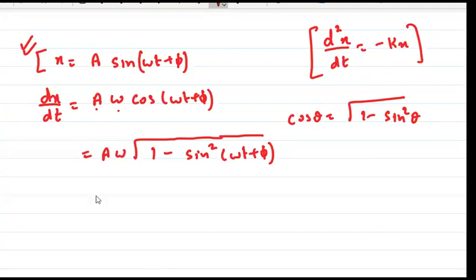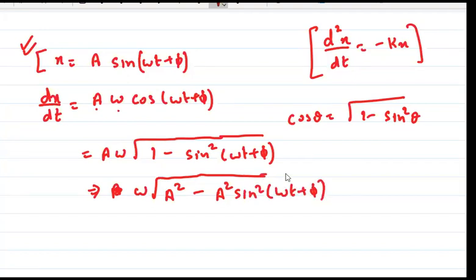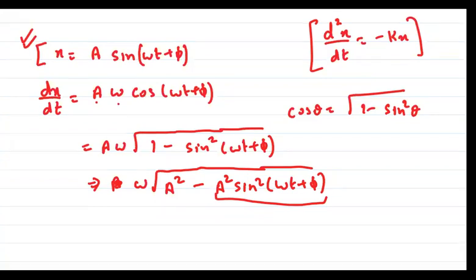No? Now take A inside. If you take A inside, I can write like this now. It will be omega under root A square minus A square sine square omega t plus phi. Now tell me, what is the second term? Everyone, what is the second term? X square only. Yes, very good, Soumya.